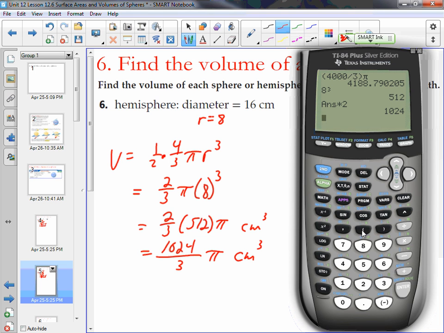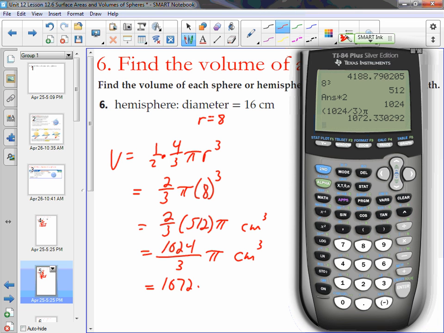So then, let's see what it is as a decimal. So 1,024 divided by 3, close the parentheses, times pi, and we get 1,072.33 cubic centimeters.